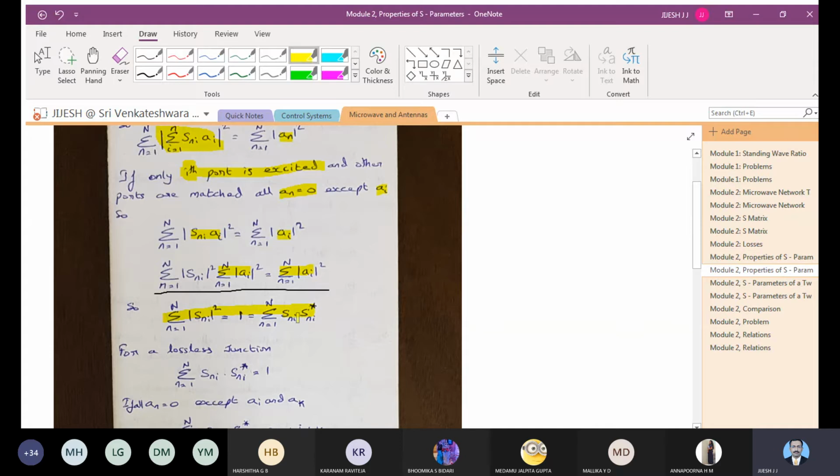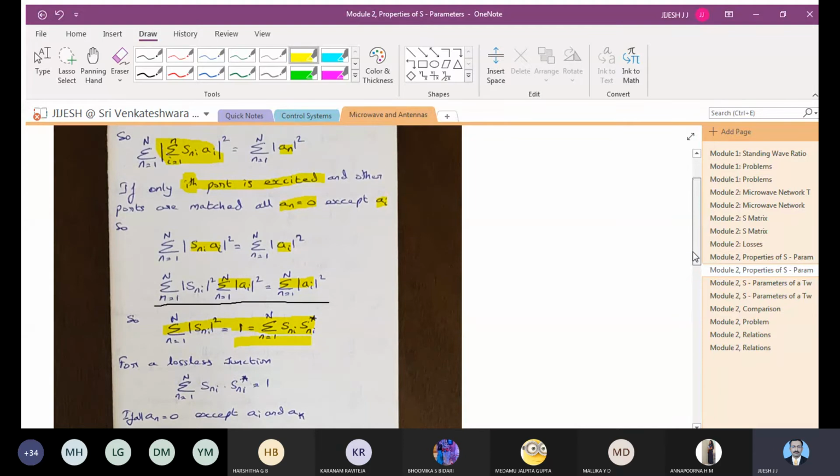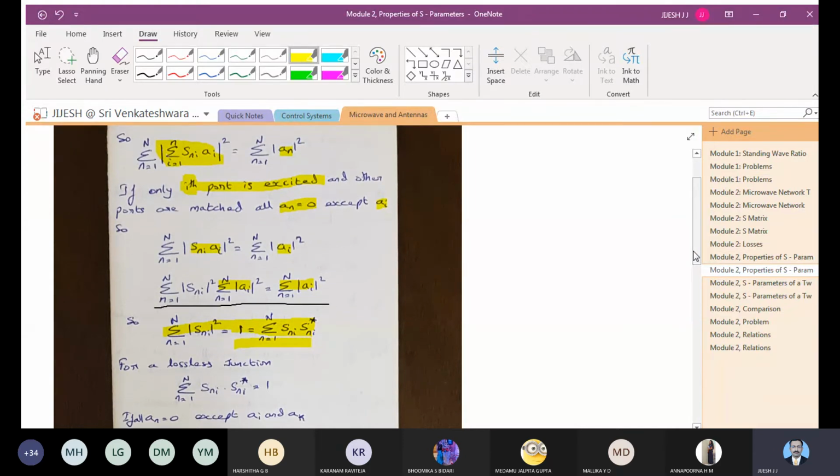So I have just written this much portion, and I have written this portion further. You can see that for a lossless junction, summation of n equal to 1 to capital N of Sni times Sni conjugate is equal to 1. The same thing I have written once again. So first you complete it till here, then we will move on further. Is that clear till here? This equation, till this equation, is that clear for you?